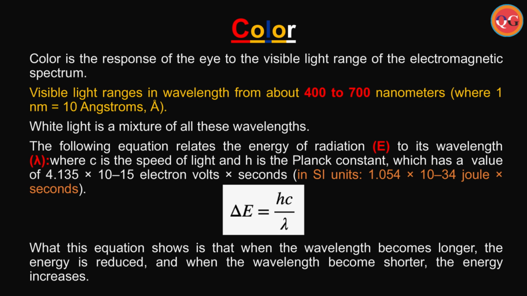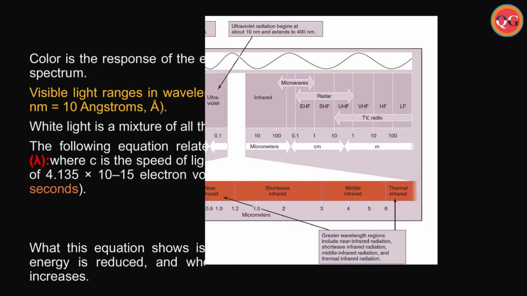The equation relates the energy of radiation to its wavelength lambda, where c is the speed of light and h is the Planck constant. What this equation shows is that when the wavelength becomes longer, the energy is reduced, and when the wavelength becomes shorter, the energy increases.